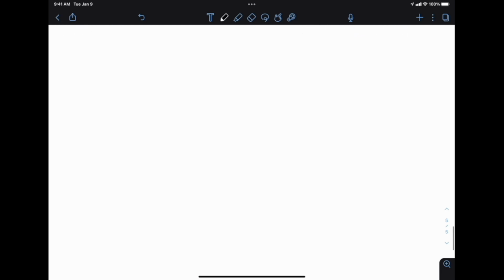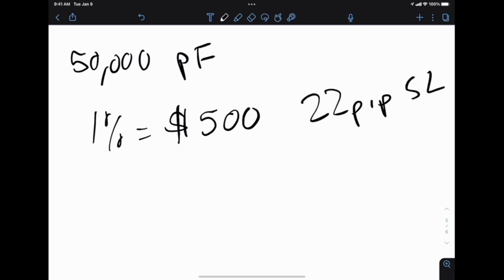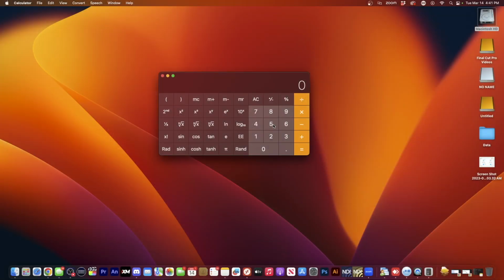Okay, so let's do another one. Let's say we were using a $50,000 account with a prop firm. Okay, 1% was our risk, which is $500. Okay, so let's say our stop loss was 22 pips for our SL. We would say 500 divided by 22. Okay, so let's break that down and see exactly what that is. We have 500 divided by 22 gives us 22.7.